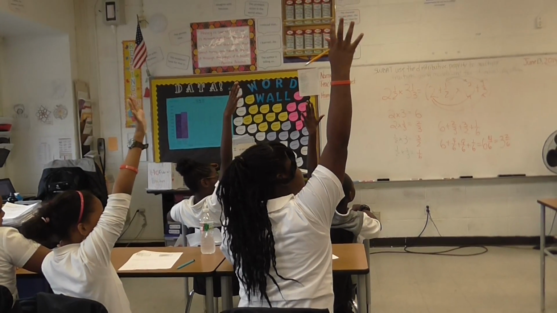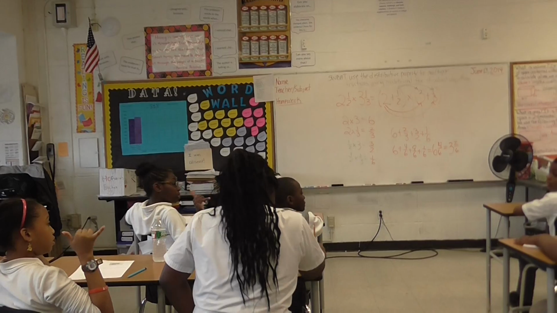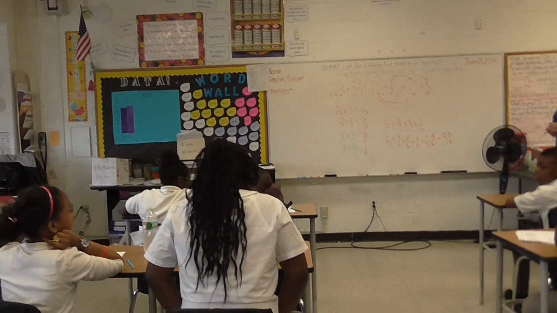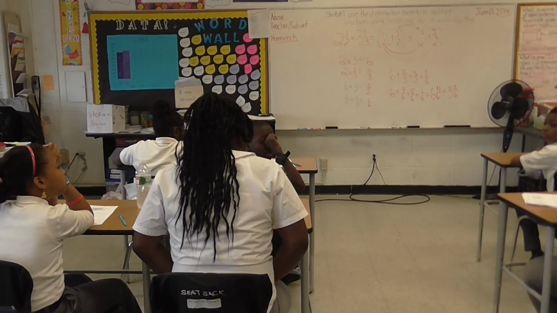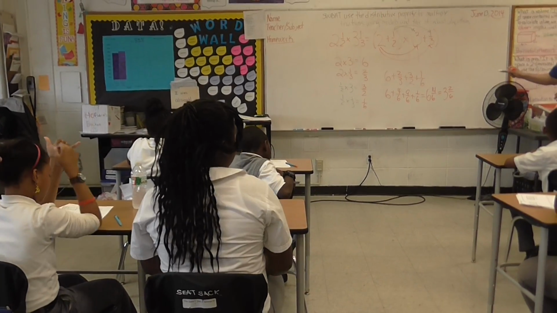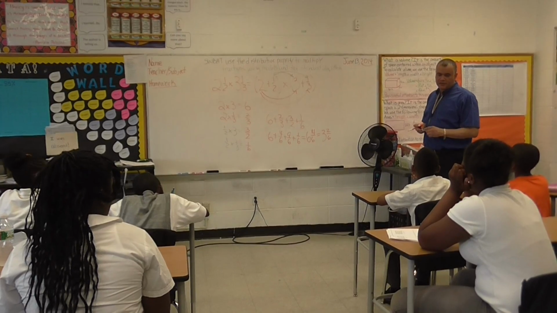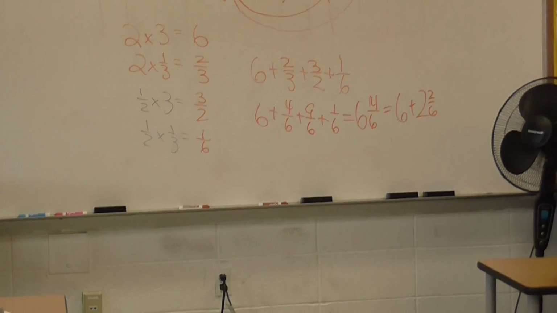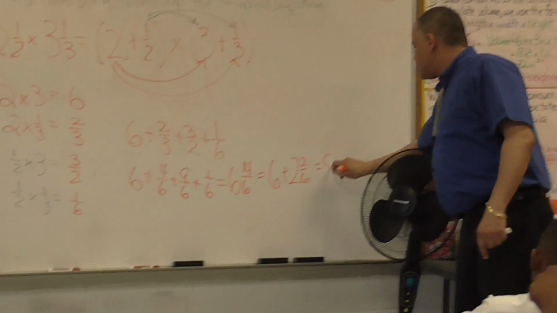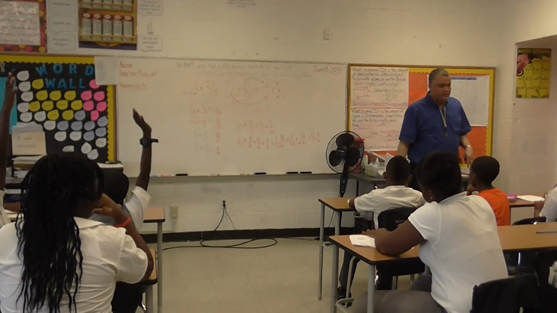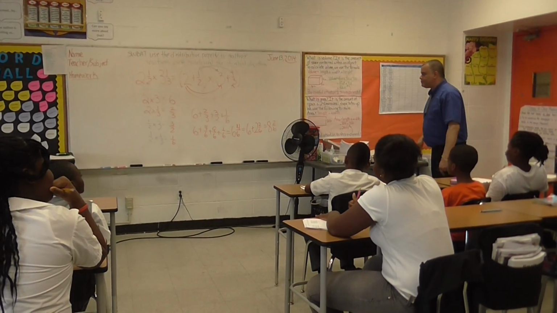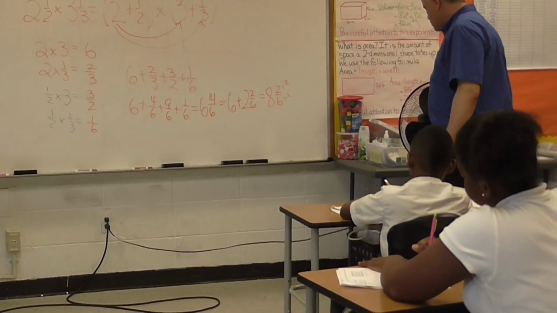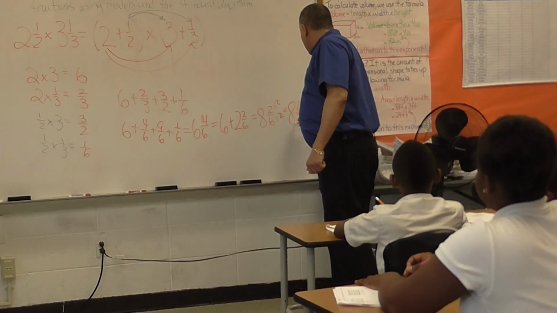Any thoughts? Good. So the 6 wholes couldn't have gone down to that. But the 14/6 needed to be simplified. So 14/6 is the same as 2 and 2/6. 6 goes into 14 twice, and there's 2 left over. Now we're simplifying. So are we done? Take it to the last step. You get 8 1/3.